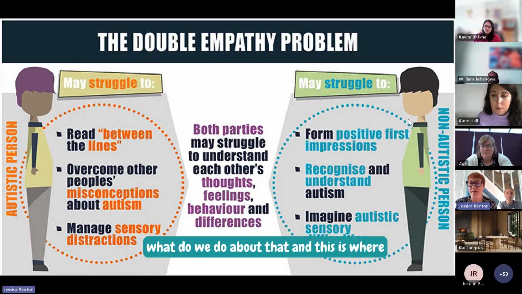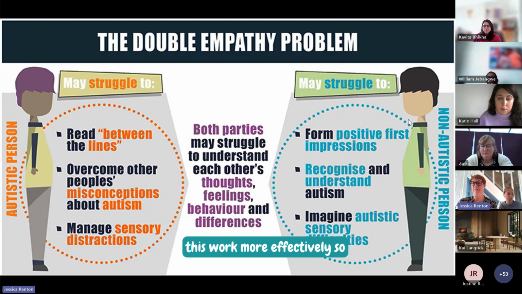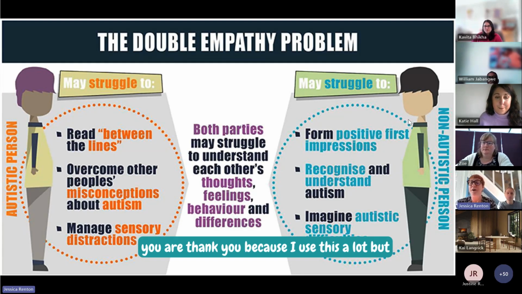So what do we do about that? And this is where reasonable adjustments come in. This is where we think about what can we do differently to make this work more effectively. So it's about taking steps. One of the examples that a colleague used, and I don't know if they're here, they might be, but if you are, thank you, because I use this a lot.